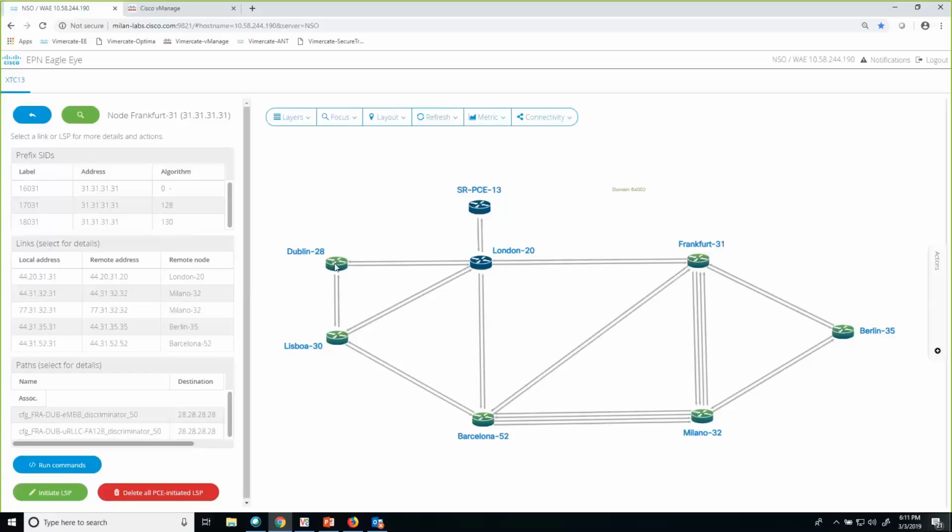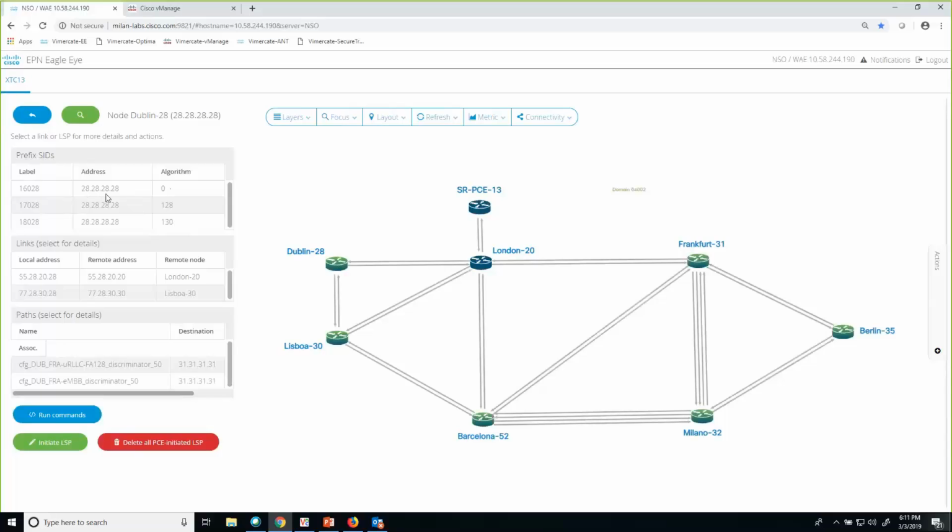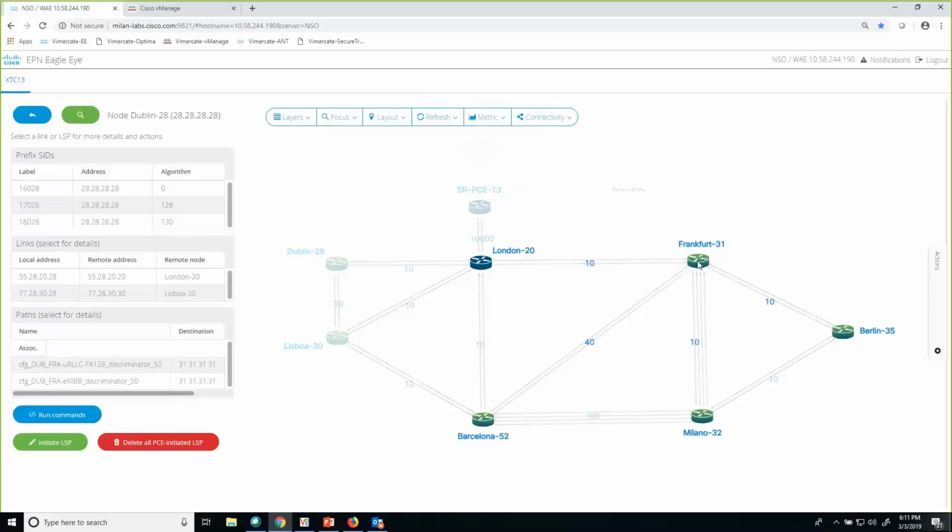If I were to go into Dublin, I will find a similar arrangement. One loopback, 28.28.28.28, and three labels across three different SR algorithms. Let's have a look at the IGP metric on all the links in the topology. Here, if I browse over router Frankfurt, I can see my IGP metrics across the different links in the topology. And in fact, if I were to go from Dublin to Frankfurt, you will see that my cumulative shortest path will be going through London with a cumulative IGP metric of 20.